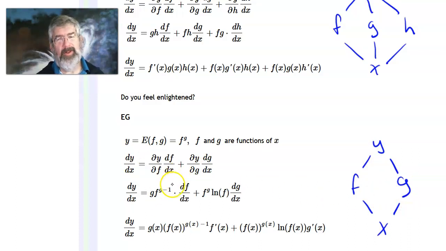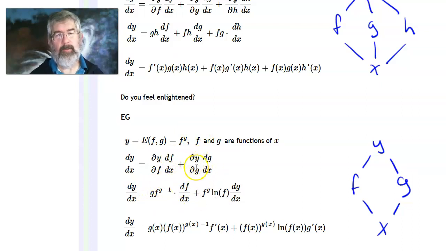So for this example, what is the partial derivative of y with respect to f? Well, if f is a variable and g is a constant, this is just like an x to the n power, right? This is just a power rule. So the g comes down and you have f to the g minus 1 power. There it is right there, times df dx.